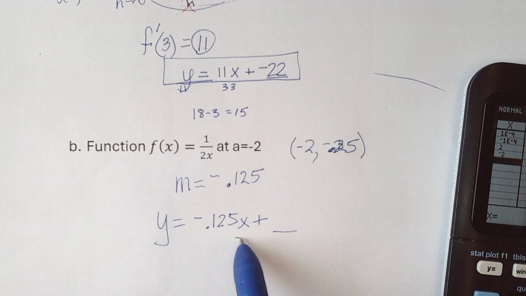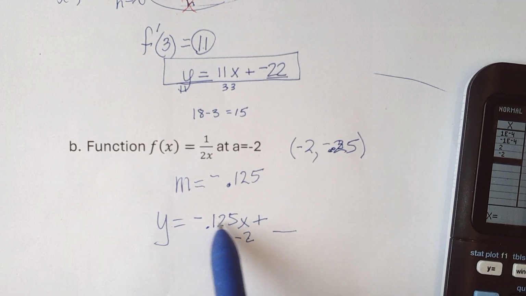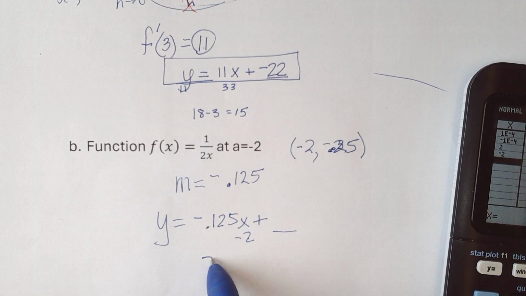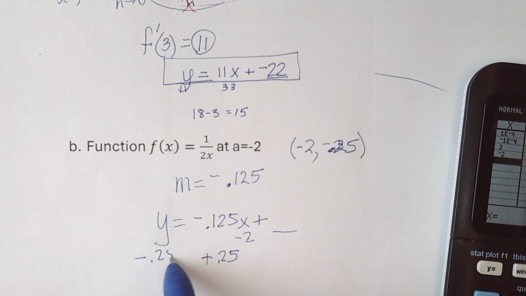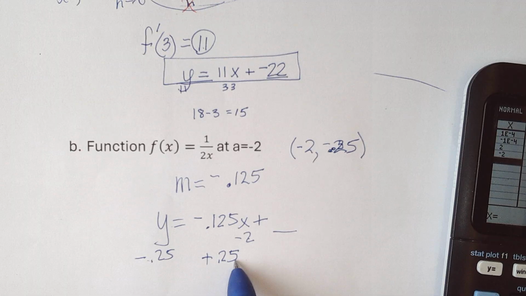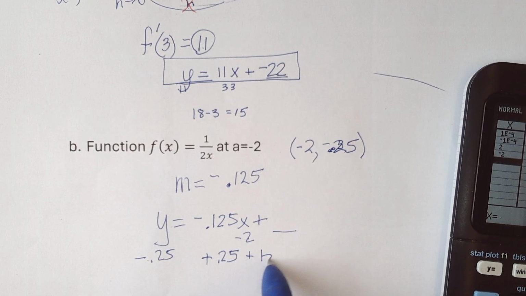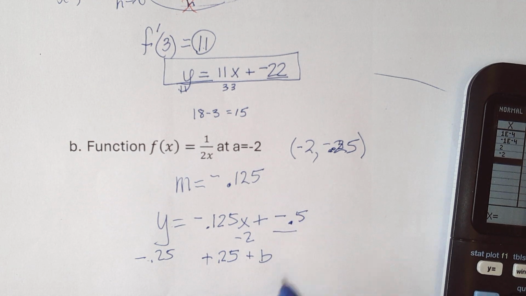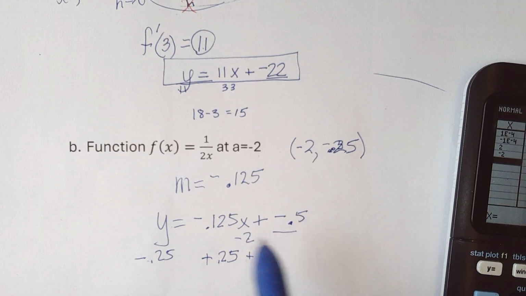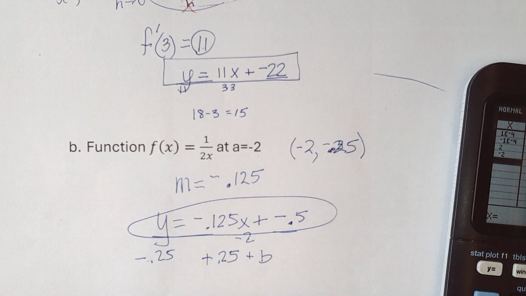So if I put negative 2 here, negative 2 times negative 0.125 is positive 0.25, and I'm supposed to get negative 0.25. That's a negative quarter. This is a positive quarter. A positive quarter plus something is supposed to be a negative quarter. I think negative a half added to a positive quarter ends up a negative quarter. And so there's the equation of the tangent line.